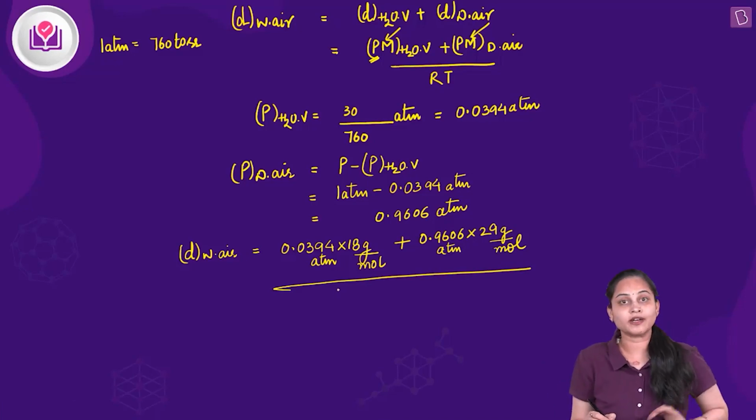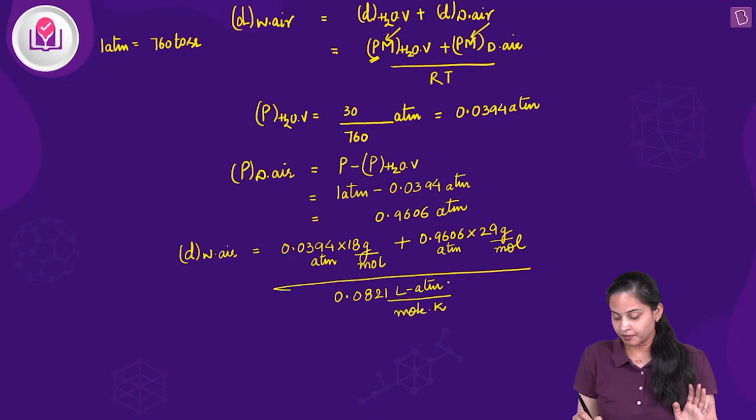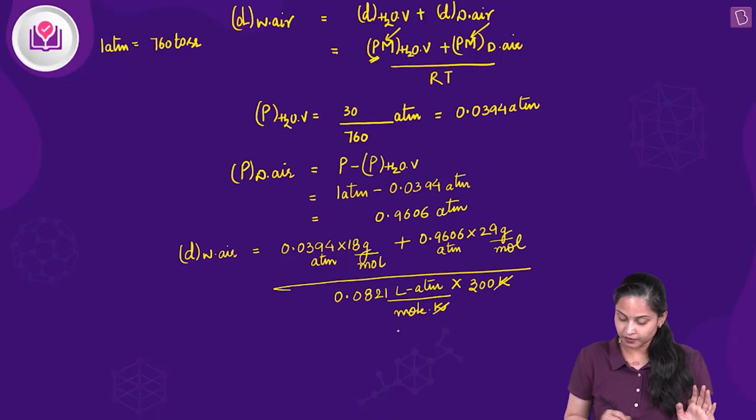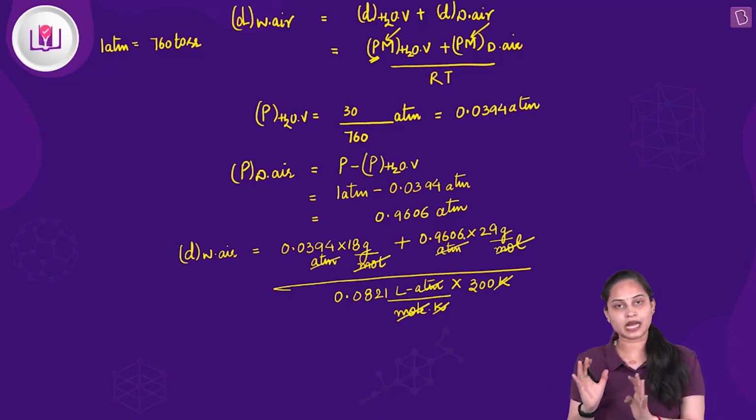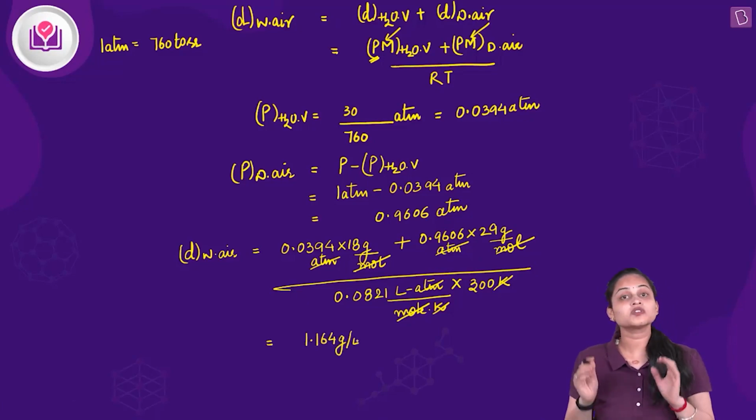The value of R in terms of liter atmosphere is 0.0821 liter atmosphere per mole per Kelvin, multiplied by T, which is 300 Kelvin. So Kelvin cancels out with Kelvin, mole cancels out with mole, and atm cancels out with atm. We are left with the unit gram per liter. When you solve this expression by taking approximations, you get the result as 1.164 grams per liter.